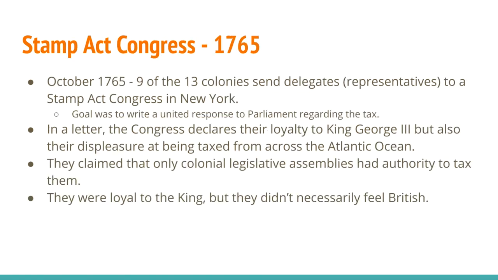Seeking an outlet for their outrage, 9 of the 13 colonies send delegates, so these are representatives, a delegate is just the same thing as a representative, to a Stamp Act Congress in New York in October of 1765. Their goal was to write a united response to Parliament's tax. Remember, this is the Stamp Act. The result was a letter to the king declaring their loyalty to him, but their displeasure at being taxed by an authority from across the Atlantic Ocean. Instead, they claimed, only the specific colonial legislative assembly could tax them.